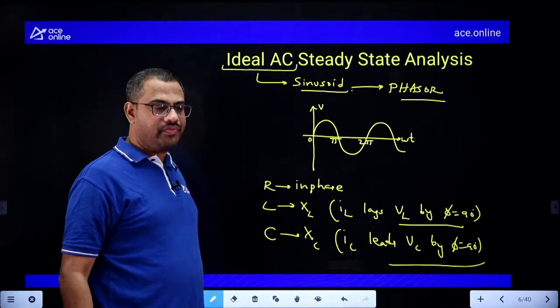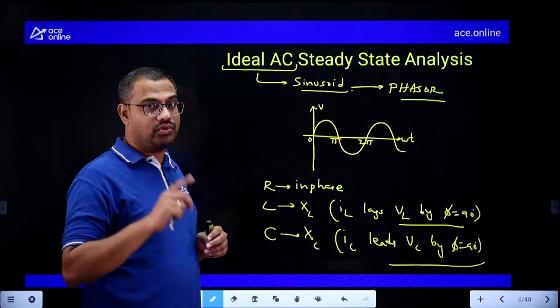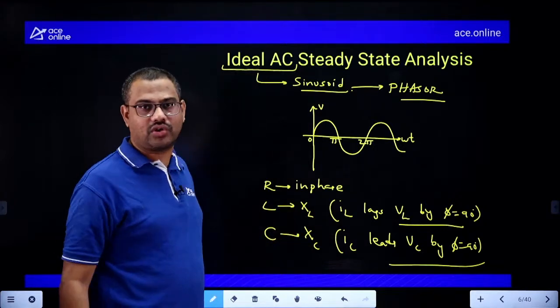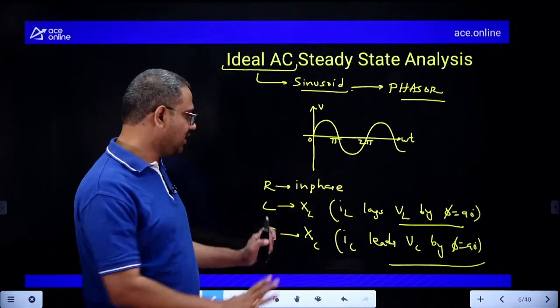Phasor analysis we do, and J is an operator, okay? J is an operator, not I. We use the J operator: plus jXL, minus jXC. J is a math operator. It is not called imaginary, please. There is nothing like imaginary. We are learning real existing things. Okay, that is the second part.